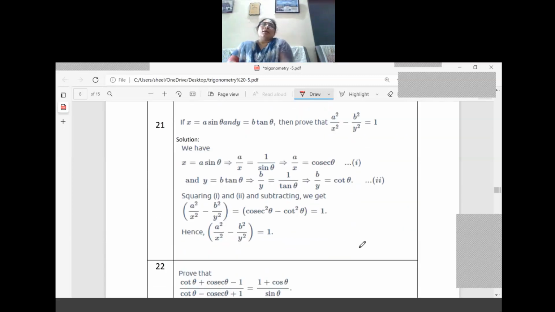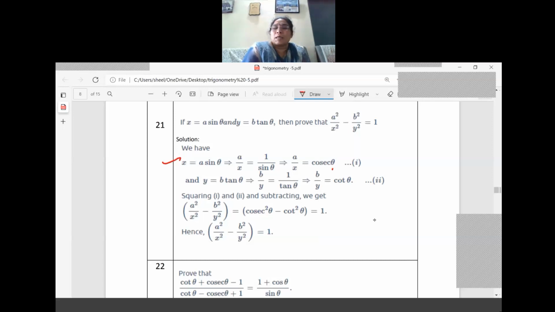Okay. Next question. If x equal to a sine theta and y equal to b tan theta, prove that a square by x square minus b square by y square equal to 1 only. So what is given here? x equal to a sine theta is already given. And what is y? y equal to b tan theta only. So x and y we are writing first. So x equal to a sine theta. From that a by x we have calculated, that is 1 by sine theta only. So 1 by sine theta we can use as cosec theta only. Children may wonder whether we should start with 1 by sine theta only, that also you can do. But which is the easiest way that we should choose, by practice only it can be done.